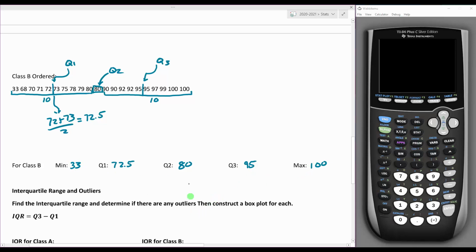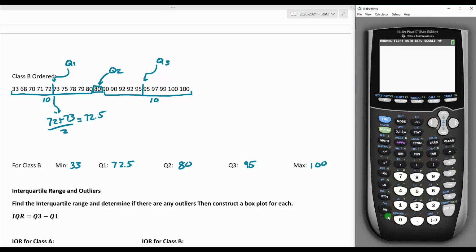Now let me show you how to do this on your calculator. Trust me, you're going to want to watch this part of the video. It is going to save you a lot of time because I do not expect you to find the 5-number summary by hand. In fact, I encourage you to use the calculator, the TI-84, and this is why this calculator is so vital. If you haven't picked one up yet, go to the store and get one, or come to the school and I will rent one out to you.